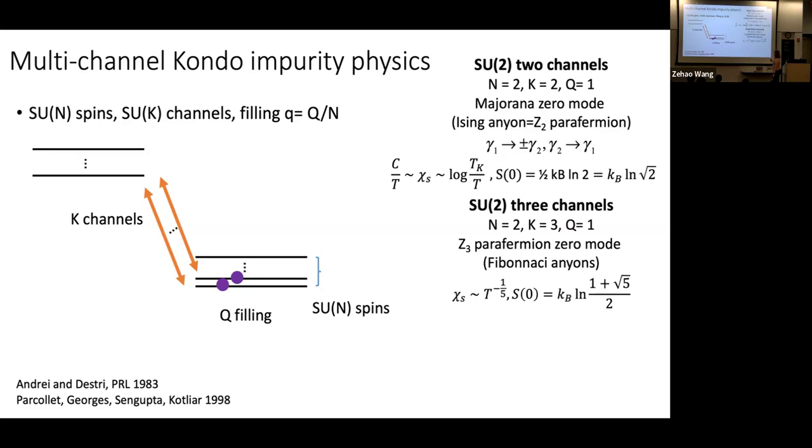So now we go to 3 channels. So I'm just changing k to 3. And this gives us Z3 parafermions. So we go from Z2 to Z3, and it will in general be Z sub k. And these are Fibonacci anyons. So they have a t to the negative 1/5, and your impurity entropy has the log of the golden ratio. And people are very interested in these theoretically because while people talk a lot about Majoranas for quantum computation, they don't actually give you a complete set for universal quantum computation. So if you could realize these Z3 parafermions, you could actually use them to realize universal topological quantum computation.